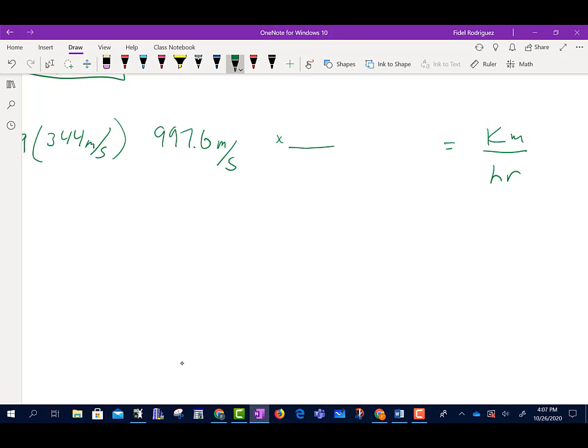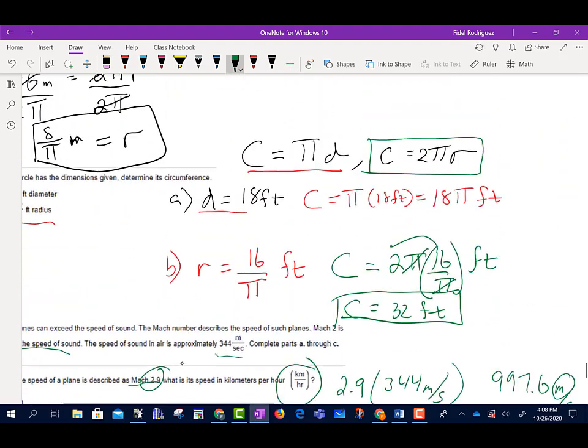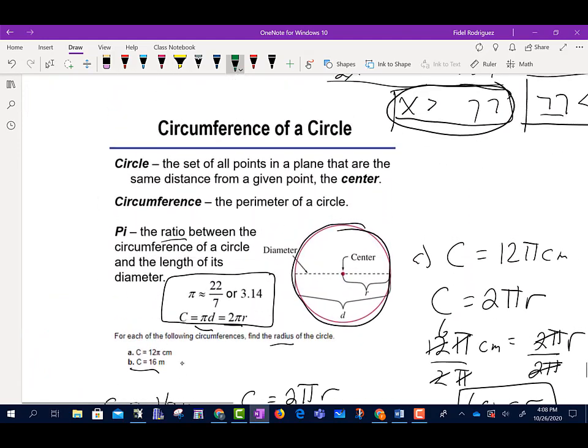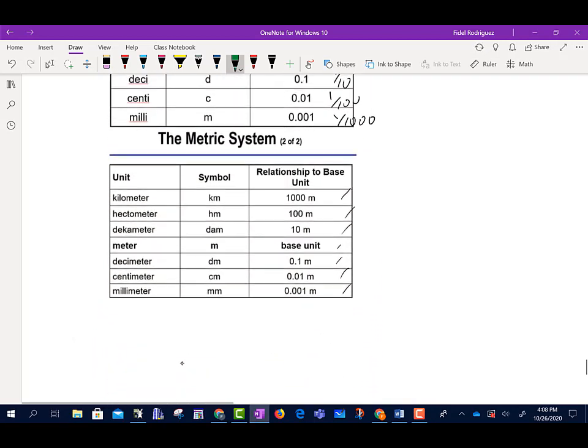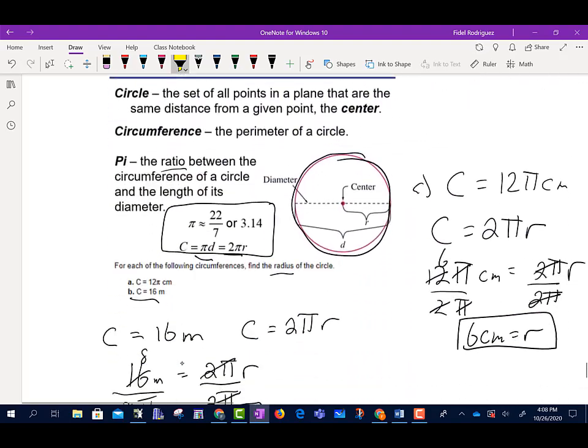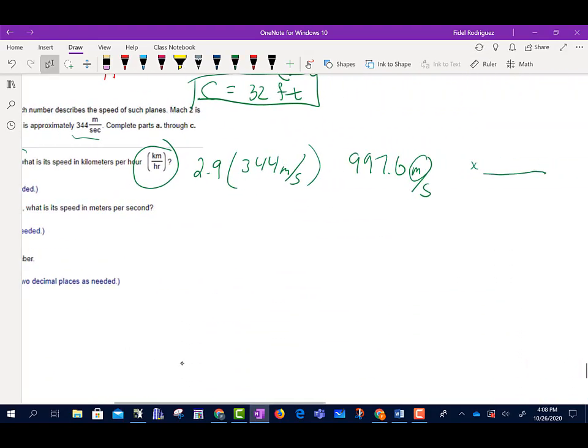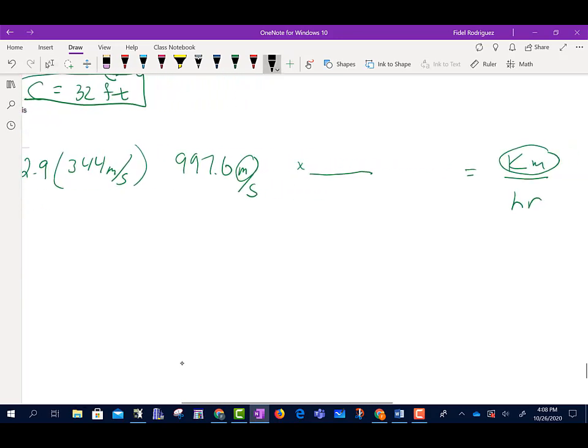Okay, so let's see how we can figure this out. First thing I want to do, I want to convert meters to kilometers. Okay, so I know from, let's see if we can find it, come back over here, we should have it somewhere. Here we go. 1 kilometer is the same thing as 1,000 meters. Okay, so let's see if we can write that out. 1,000 meters is the same as 1 kilometer.